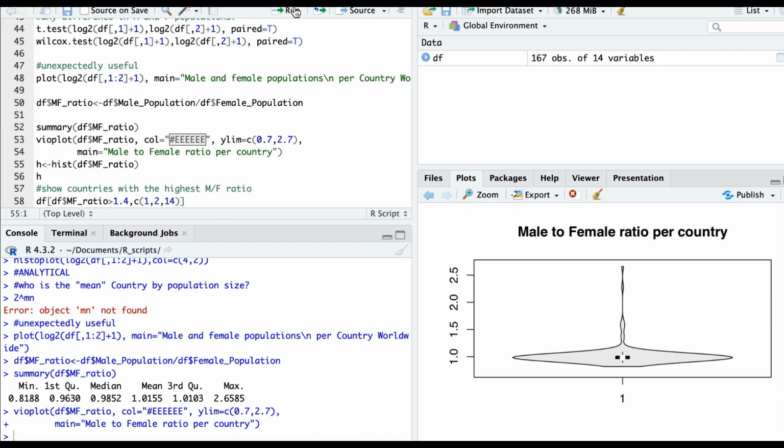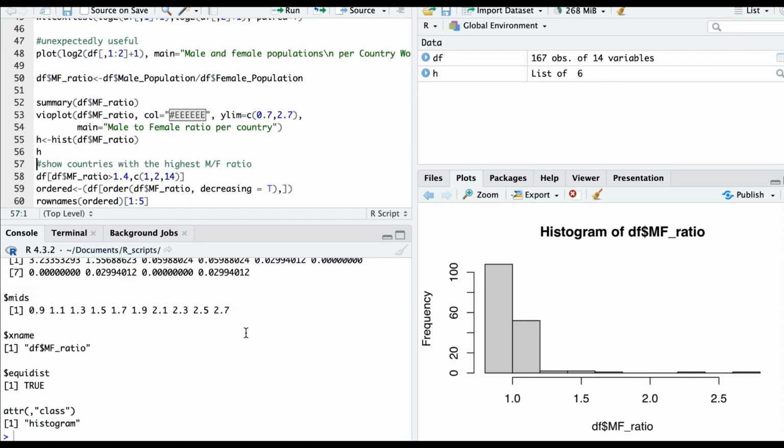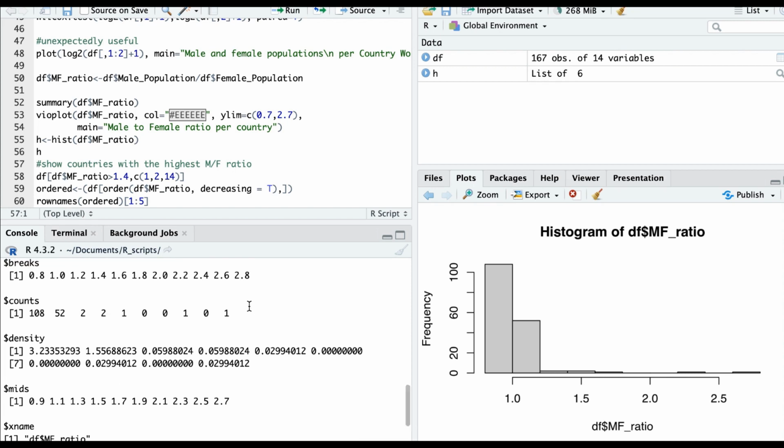So we can also check the histogram. It's the same story, that all countries in the world are over here and only a few are over here. And if you ask the data for the histogram, it is one country in a box between 2.6 and 2.8, and then another one and another and another, and then 164 countries are between 0.8 and 1.2.